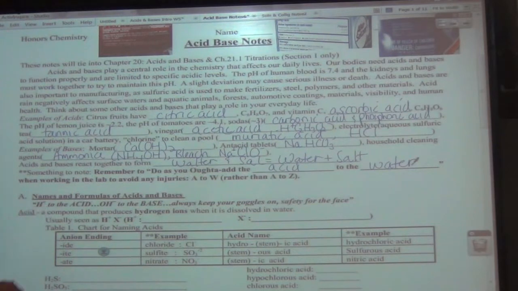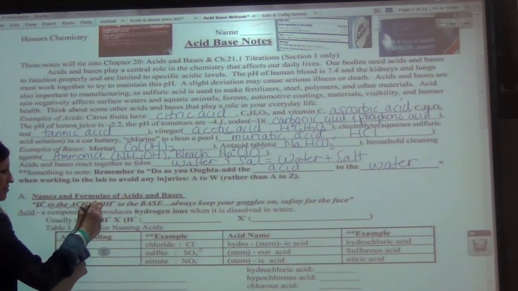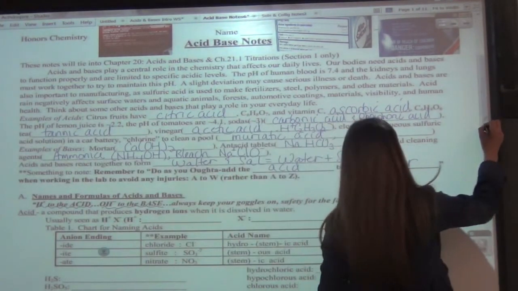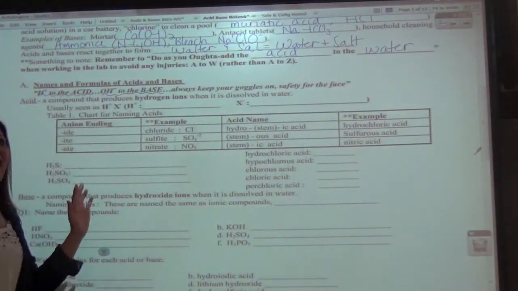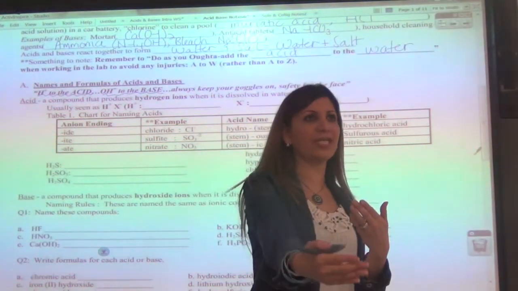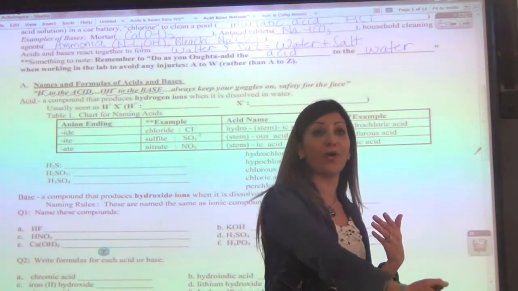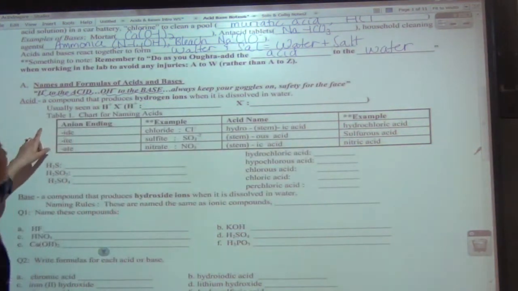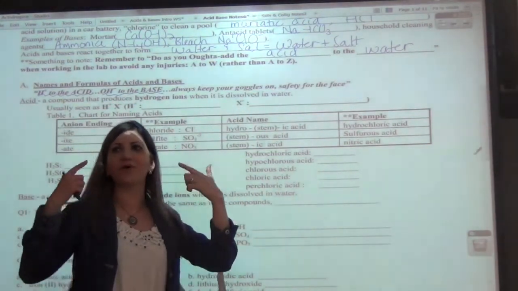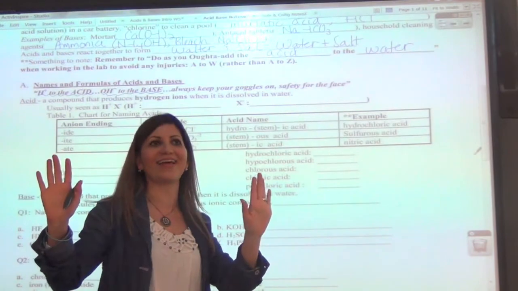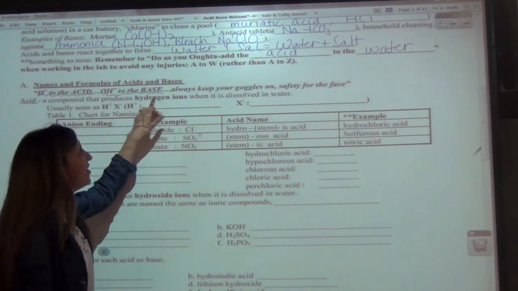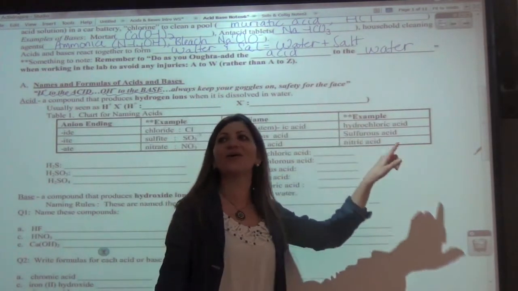Names and formulas. Okay, so just to make sure, and I know this is really bad, but it's not the best little rap thing. But we're going to say this together just one time, okay? I want to make sure that you remember that acids start with a hydrogen ion, and by Arrhenius' definition, acids release H plus into solution, and bases release OH minus, okay? So what we're going to say is: H to the acid, OH to the base. Always keep your goggles on, safety for the face. One time, that's all I ask. Okay, ready? Here we go. H to the acid, OH to the base. Always keep your goggles on, safety for the face.